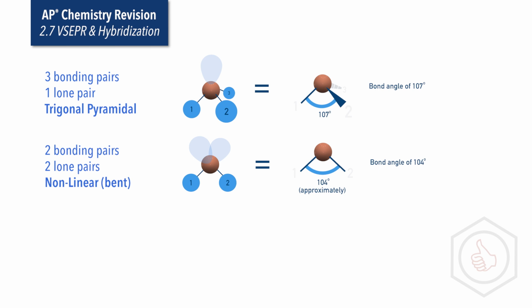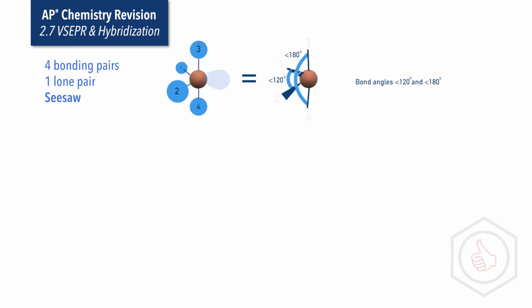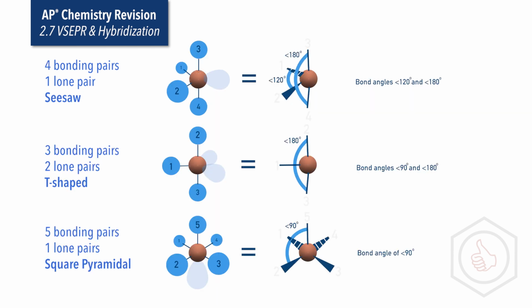And if the central atom has 4 bonding pairs and 2 lone pairs, now the octahedral electron domain geometry becomes a square planar molecular geometry with bond angles of 90 degrees. You also need to know the shapes for seesaw, T-shaped and square pyramidal.